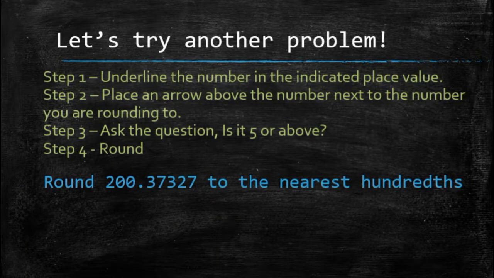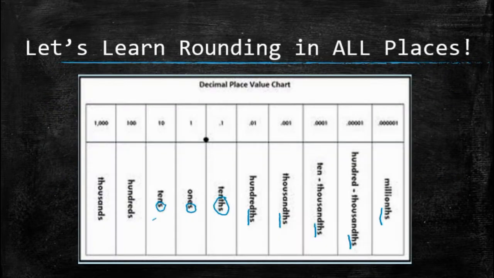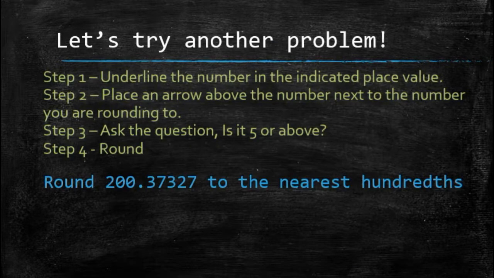All right, so it's asking us to round 200.37327 to the nearest hundredths. Let's look at our handy dandy chart here. Hundredths is the second digit after the decimal place here. So we're going to go ahead and underline the second one, okay? So here we have the hundredths place.